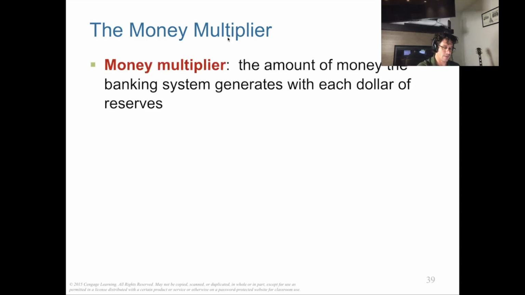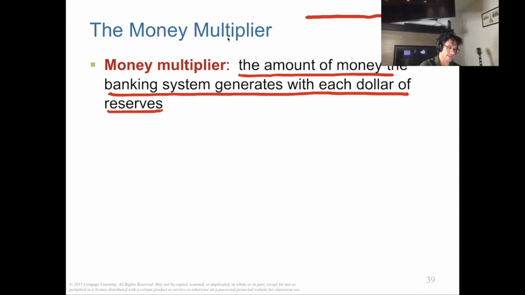The money multiplier is the amount of money the banking system generates with each dollar of reserves. Let me go back. The idea is like a helicopter drop. You put this $100 in the bank. These are associated with $100 in reserves. At the beginning, the bank doesn't lend immediately; they keep it in reserves. These $100 in reserves generate how much? If the reserve ratio is 10%, they generate $1,000 of money supply.